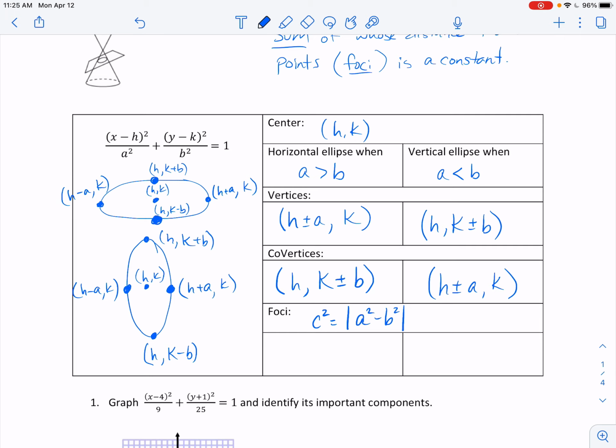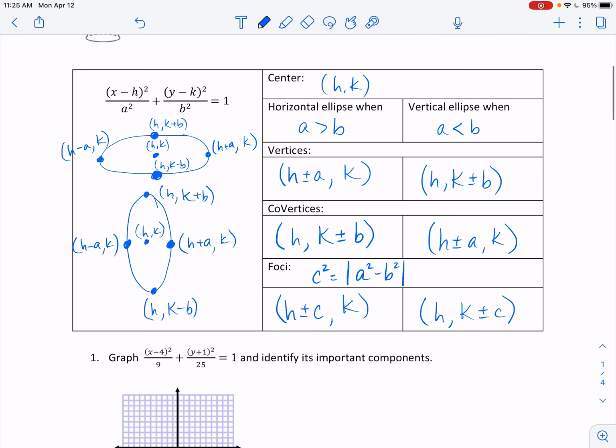So we move that many units away from the center along the major axis. We're going to come c units away right here, and then c units away right here, and on this one we'd go c units up and then c units down. So what we have is h plus or minus c, and then k stays the same. And then we have h, k plus or minus c to get the foci on the vertical ellipse.